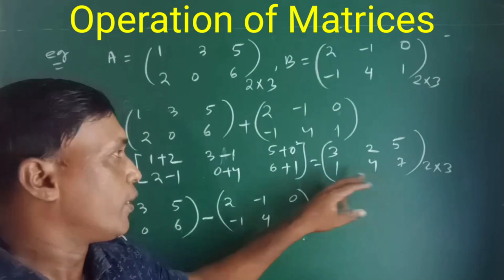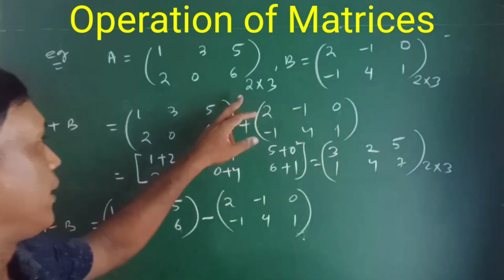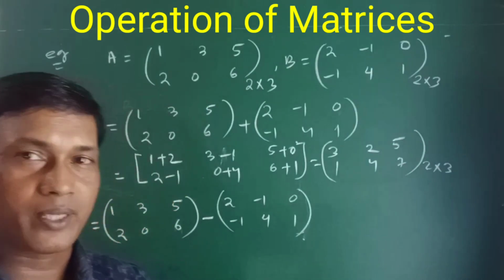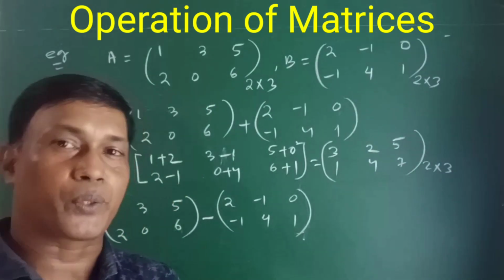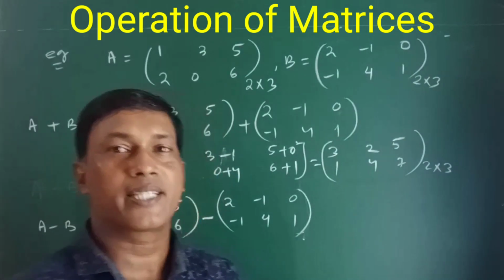Now look at here, the order of A plus B is 2 plus 3. A का ऑर्डर 2 plus 3, B का ऑर्डर 2 plus 3, A plus B का ऑर्डर भी 2 plus 3 and A minus B का ऑर्डर भी 2 plus 3 होगा. एडिशन सब्ट्रैक्शन में जो नया मैट्रिक्स आता है उसका ऑर्डर चेंज नहीं होता है.